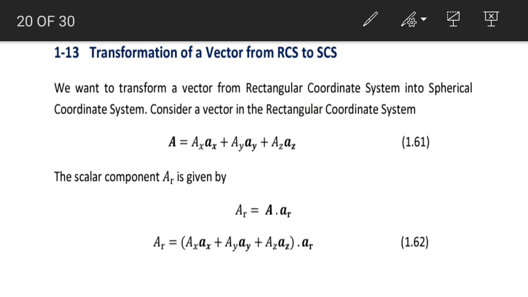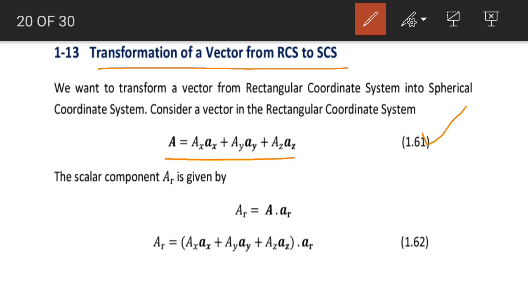Let us consider the transformation of a vector from the rectangular coordinate system into the spherical coordinate system. We consider a three-dimensional vector in equation number 61, and this three-dimensional vector is in the rectangular coordinate system. We can represent a three-dimensional vector in the rectangular coordinate system with the help of equation number 61. So vector A will be equal to Ax ax plus Ay ay plus Az az.